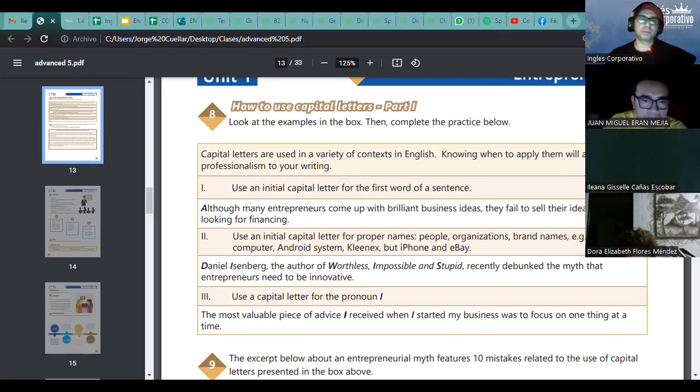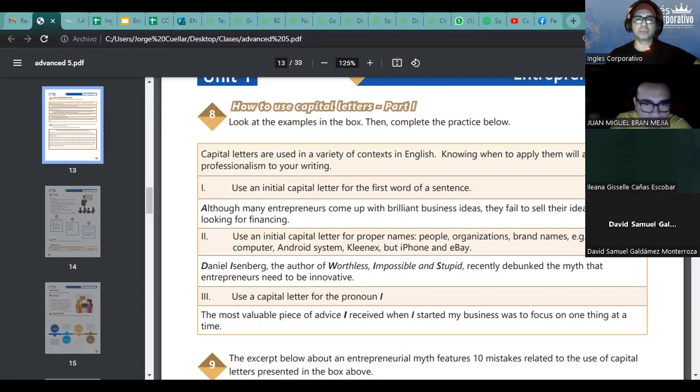Number 1. Use an initial capital letter for the first word of a sentence. Although many entrepreneurs come up with brilliant business ideas, they fail to sell their ideas when looking for financing. Number 2, use an initial capital letter for proper names, people, organization, brand names, e.g., Apple computer, Android system, Kleenex, but iPhone and eBay. I think there is an exception, yeah? Yeah, those are exceptions because the names of the brands are like that. The example is Daniel Eisenberg, the author of Worthless, Impossible, and Stupid, recently debunked the myth that entrepreneurs need to be innovative.